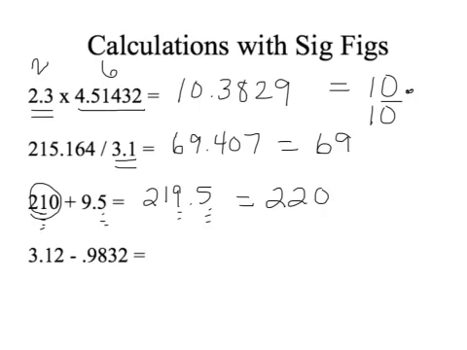The same applies for subtraction. This is precise to the tenths. This is precise to the 10,000ths. When I subtract, I get 2.1368, but I only can be as precise as the least precise, which is the tenths, so this would round to 2.14.